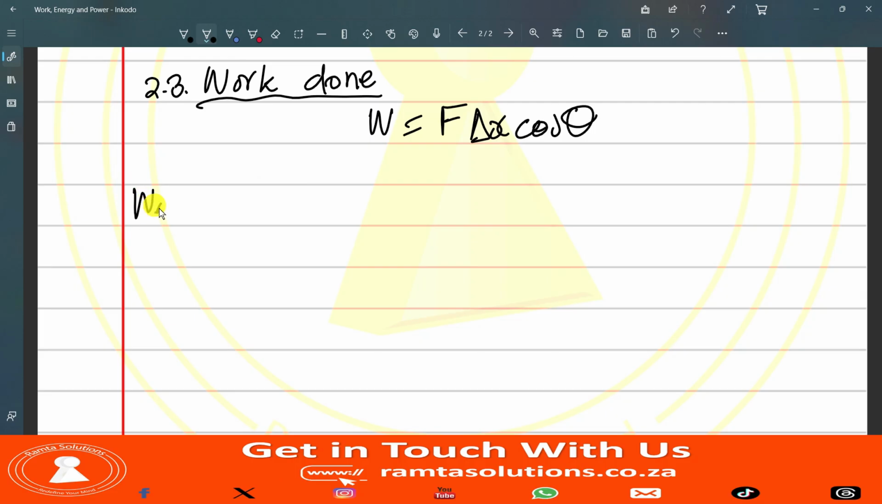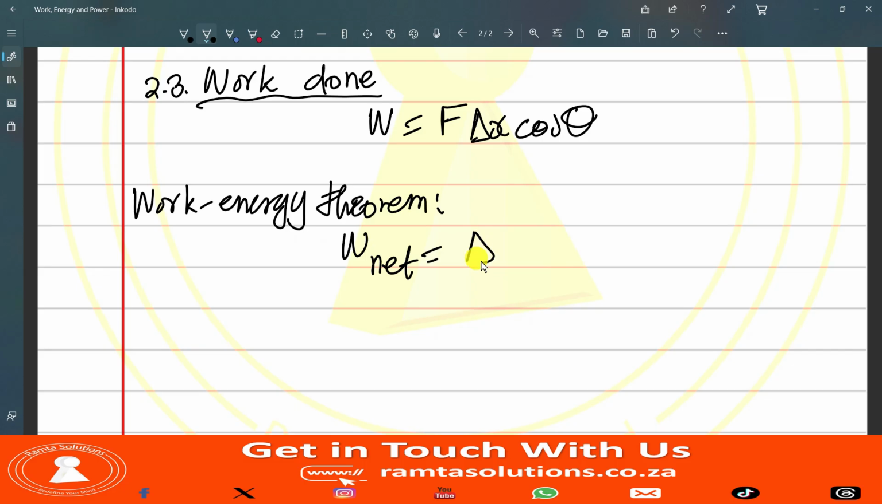So now you need to know this. You have the work energy theorem. I told you you need to be able to state it in words. The work energy theorem says net work is equal to change in kinetic energy.